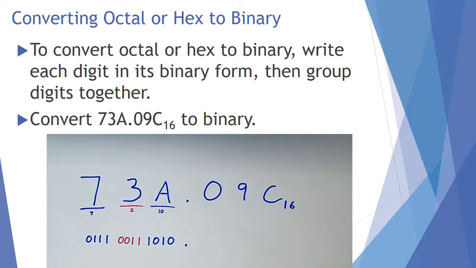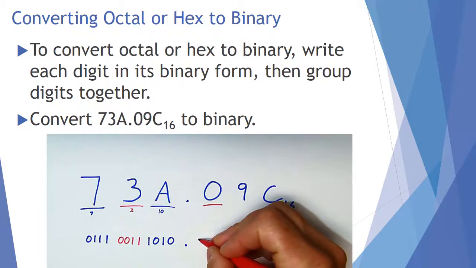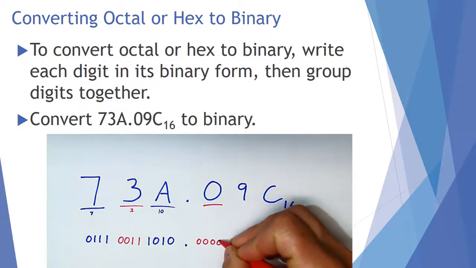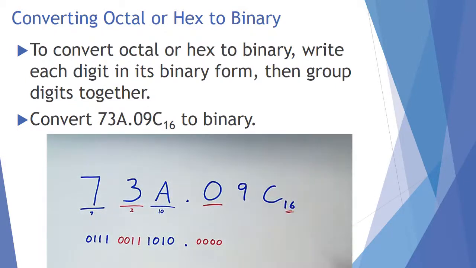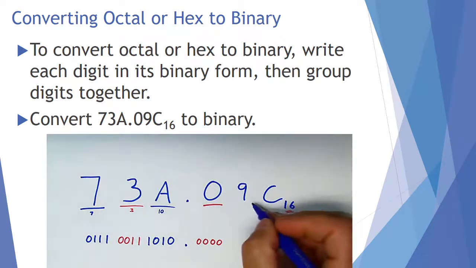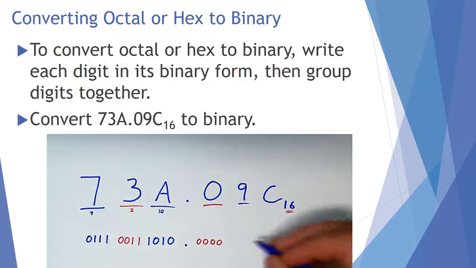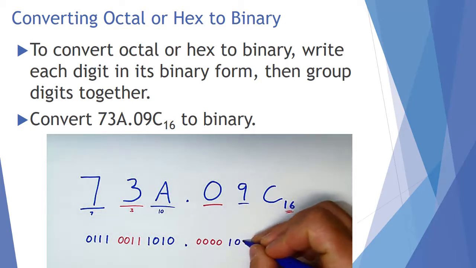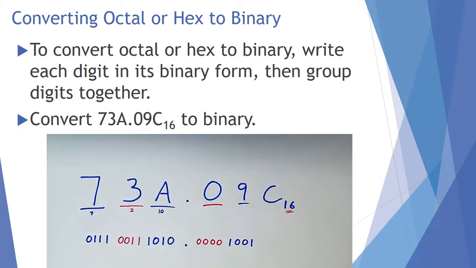Let's convert the right half. 0, we like that. 0, 0, 0, 0. Again, we're using groups of 4 because we're going to hex. Our next digit is a 9. So what does 9 become when it goes to binary? That's going to be an 8, a 0, a 0, and a 1. So 1001 when we go to binary. An 8, no 4s, no 2s, and a 1.